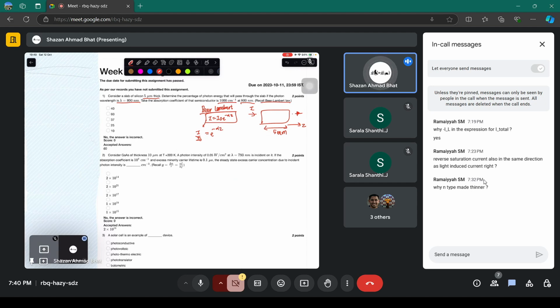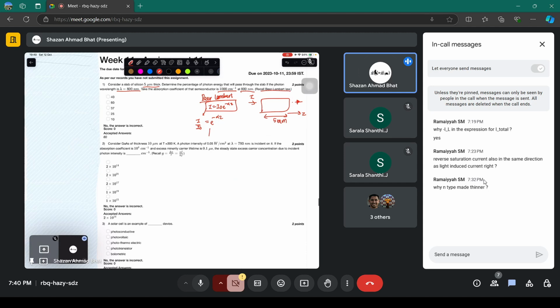Then you can write the percentage of photons transmitted, because that's what you have to compute, that will pass through. That will be I over I naught times 100%, which is e to the power minus alpha times z times 100%. And you can solve this. Alpha is given, z is also given. So this will be e to the power minus, how much is this? Alpha is 10 to the power 3 per centimeter.